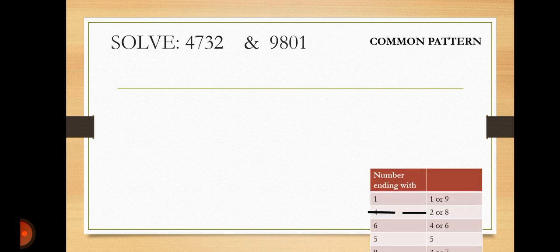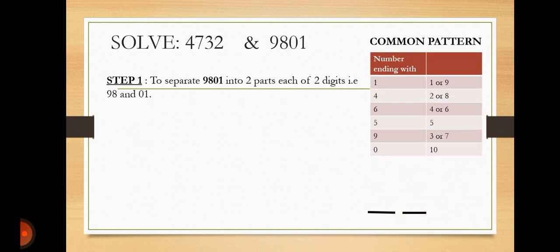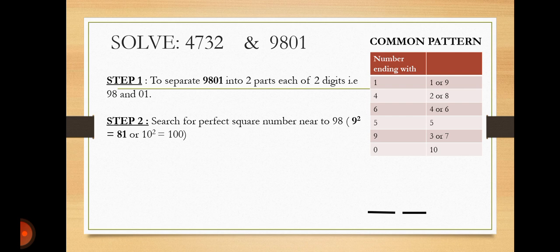Now how do we find out about 9801? The first step is to separate 9801 into two parts, each of 2 digits. That will be 98 as one and 01 as another. Now we will search for a perfect square number which is near 98. That can be either 9 square, which is 81, or 10 square, which is 100. But 100 is bigger than 98, so the option of 10 square is ruled out. We are left with 9 square, which is 81. So we have got the first digit of the answer, which is 9.